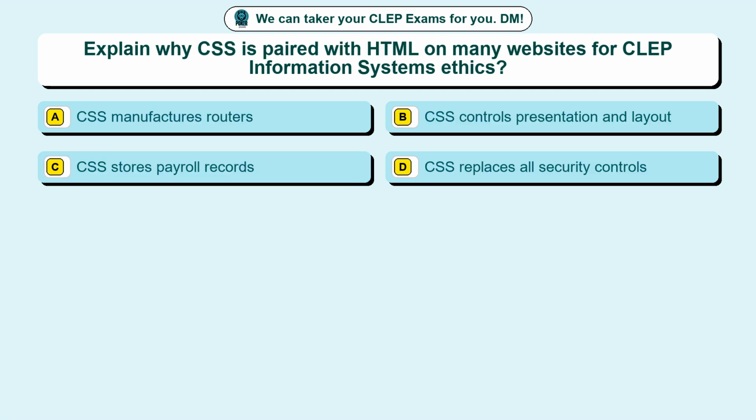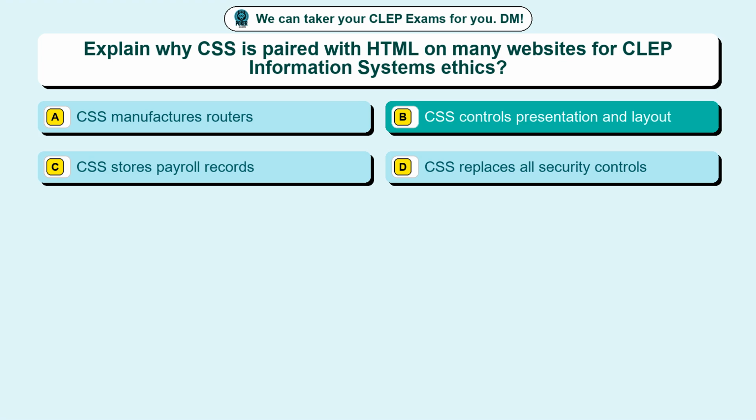Question 35. Explain why CSS is paired with HTML on many websites for CLEP Information Systems ethics. Option A. CSS manufactures routers. Option B. CSS controls presentation and layout. Option C. CSS stores payroll records. Option D. CSS replaces all security controls. The correct answer is option B.